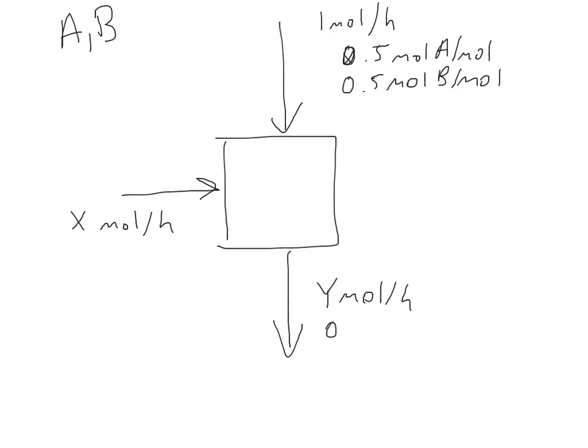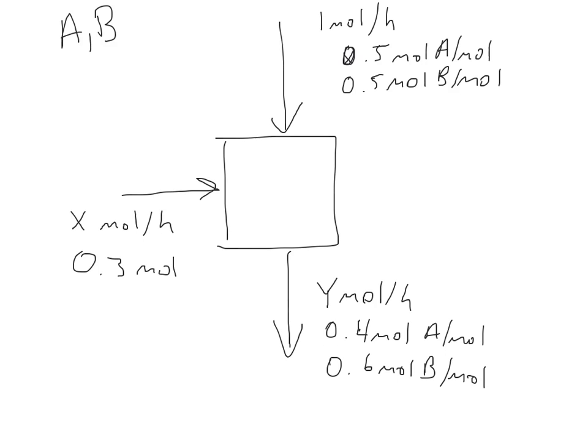Maybe not the best variables, but they're still variables I can choose. Let's say it's 0.4 mole A per mole, 0.6 mole B per mole, and we'll say this is 0.3 moles A per mole and 0.7 moles B per mole. So this is just a problem I made up off the top of my head.